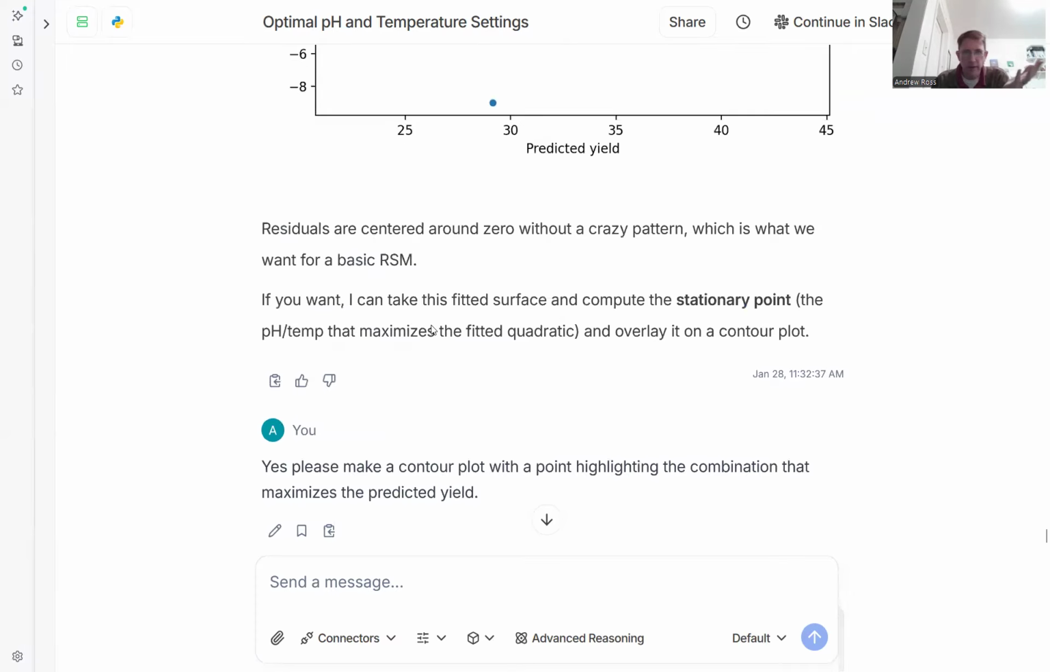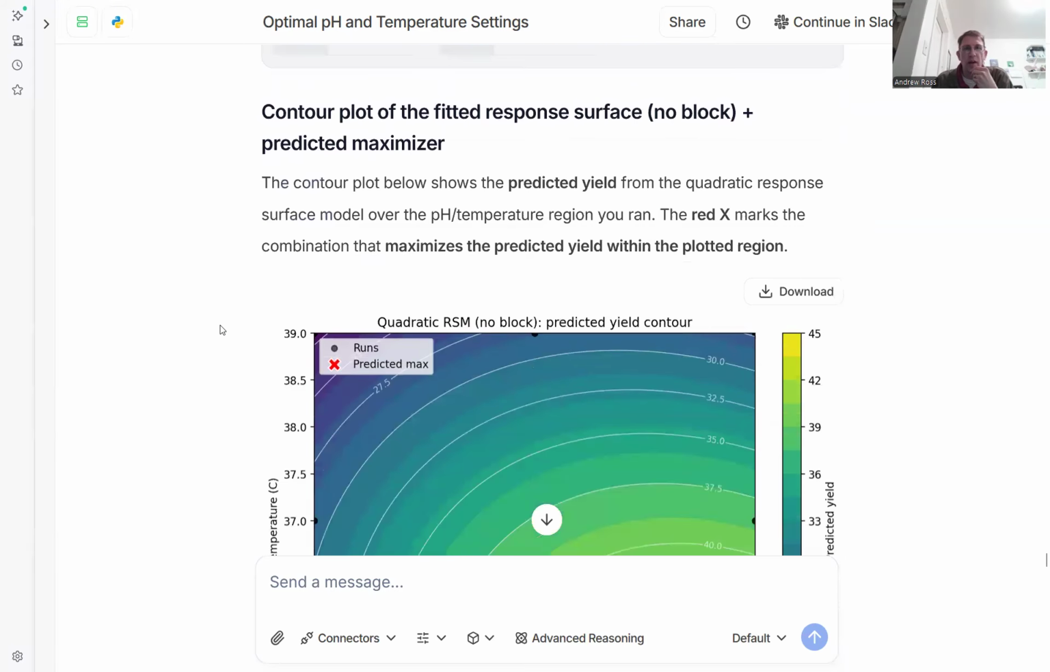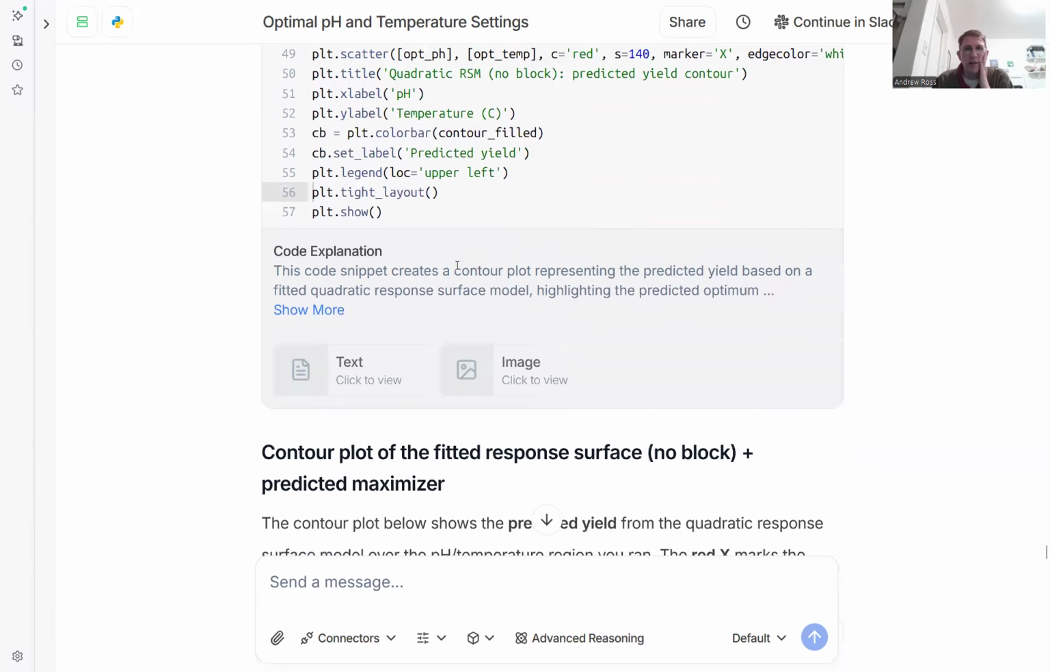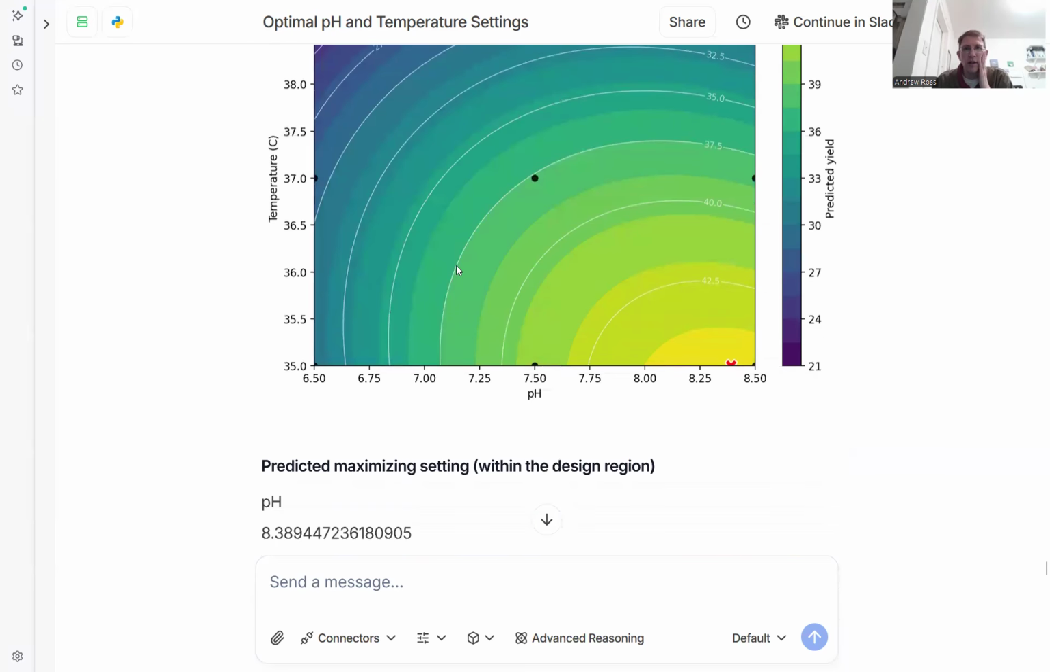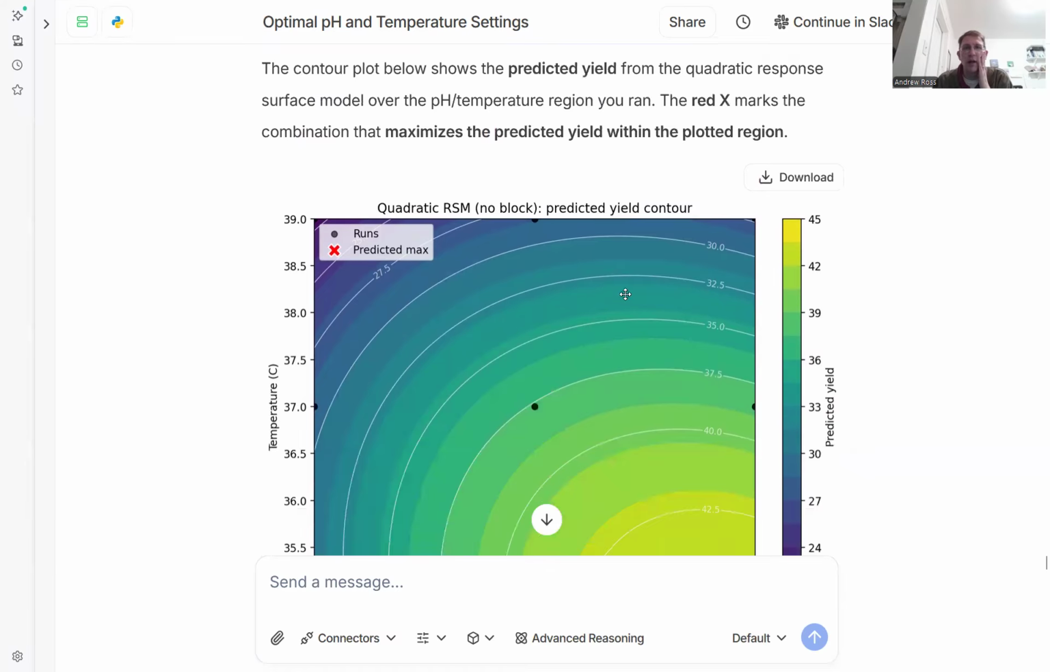And it does some plots that we could spend more time investigating. Then it suggested a contour plot. So that's kind of like a smushed 3D plot. So I said, yes, that's a good idea. And it said, okay, here we're predicting higher yields in the yellows and lower yields in the blues. And here's the points that we tried the experiment at.